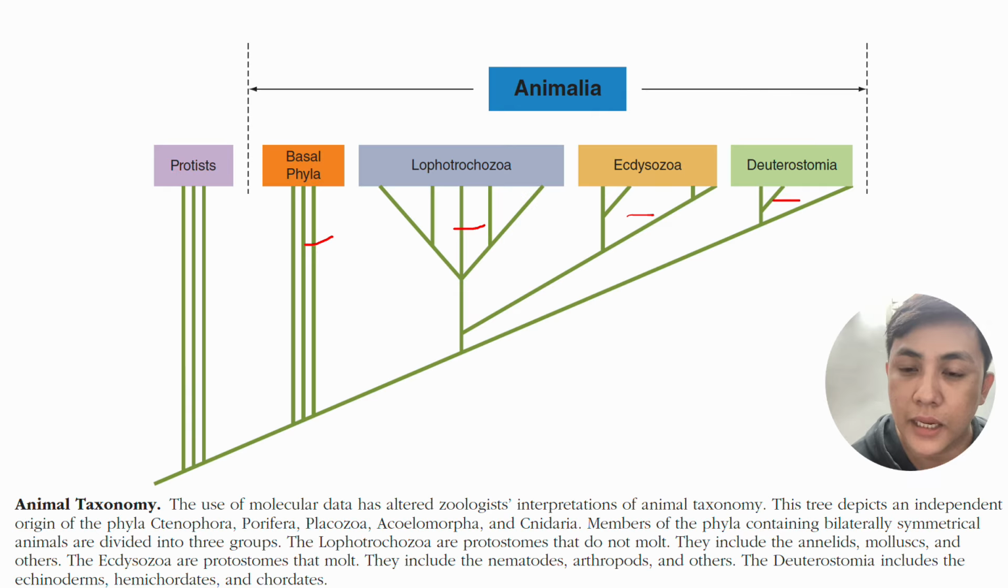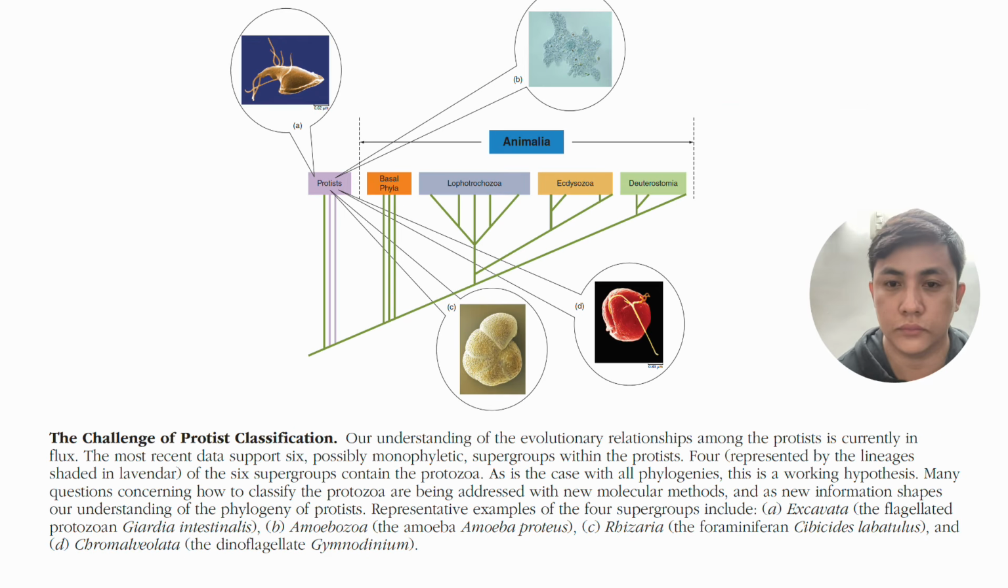Next, we apply these principles to the simplest animal-like organisms, the protozoa, which represent the earliest stage of animal evolution. Now that we've learned how animals are classified and related through evolution, let's move on to the simplest animal-like organism, the protozoa. As you can see in the figure, there is a broken line around the whole kingdom Animalia, which would include the basal phyla, Lophotrochozoa, Ecdysozoa, and Deuterostomia, while Protista, or protists, are on the outside.